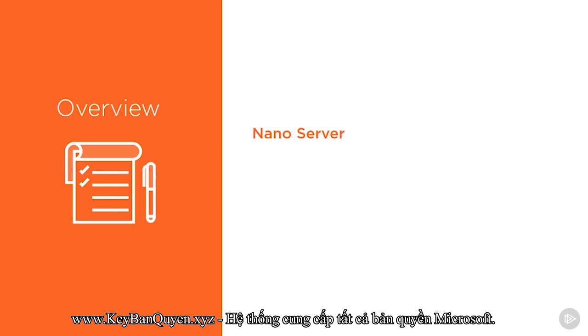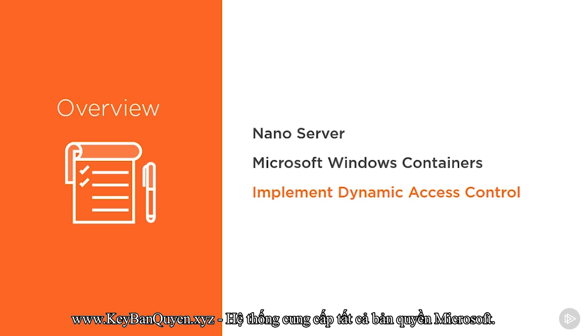The first one, Nano Server. Nano Server is a great server that came out with Windows Server 2016 that allows us to install just the bare minimum amount of services in order to make a server work, thereby making it even more secure. Microsoft Windows Containers allows us to separate our virtual machines and applications from our host computer even further than just Hyper-V alone does, and we'll talk more about that, as well as implementing dynamic access control.